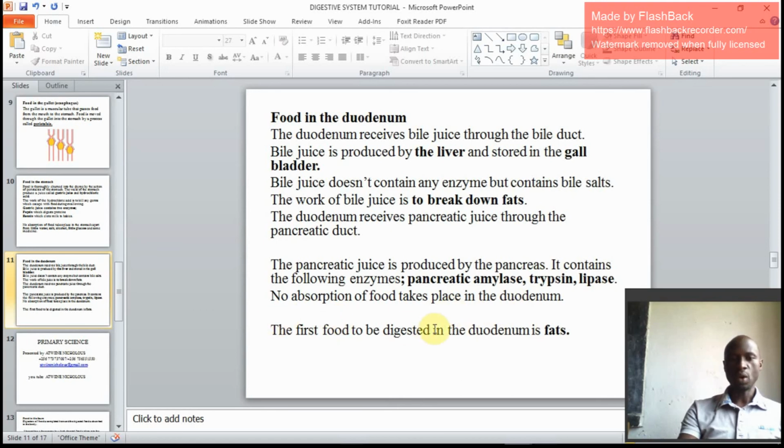Then no absorption of food takes place in the duodenum. Food is not absorbed in the duodenum. The first food to be digested in the duodenum is fats. I've said this. The digestion of fats begins in the duodenum.